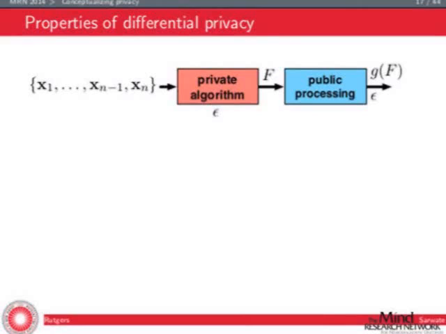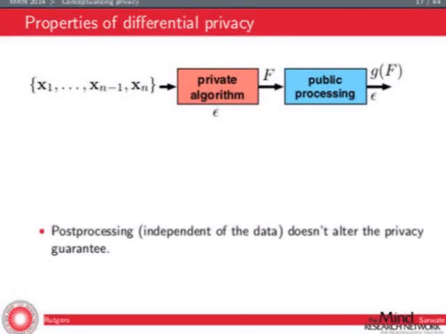It at most can make increased privacy, but it certainly can't be any more risky. So any public processing after my differentially private algorithm maintains the same privacy parameter epsilon, the same privacy risk. So this is the post-processing guarantee. Post-processing doesn't alter the privacy guarantee that I'm making.